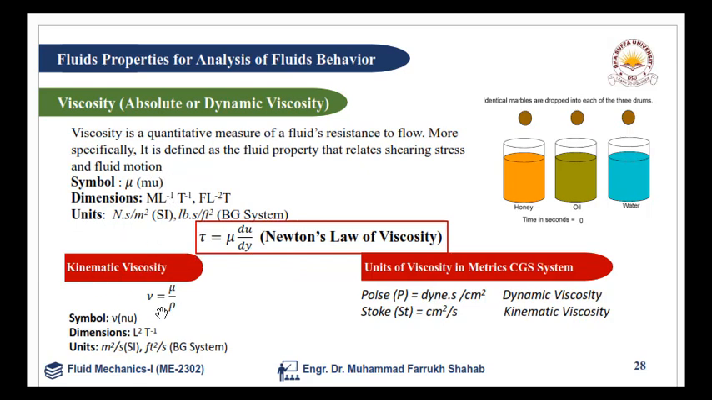Kinematic viscosity is nothing but the ratio of the absolute or dynamic viscosity and the density. This unit is new. The units of dynamic viscosity are poise or dyne second per centimeter square, or in case of SI units they are Newton second per meter square, and kinematic viscosity is centimeter square upon second. So we will discuss this relation in detail in the next slides.